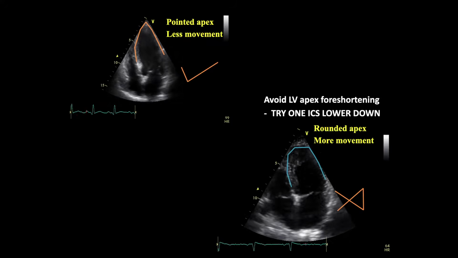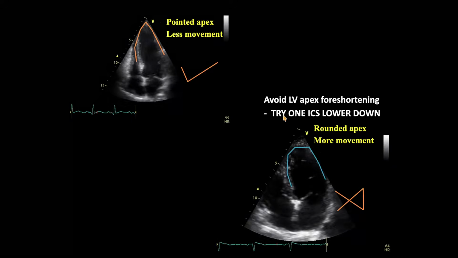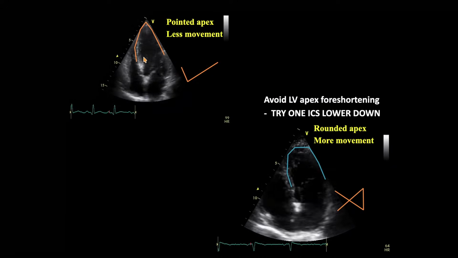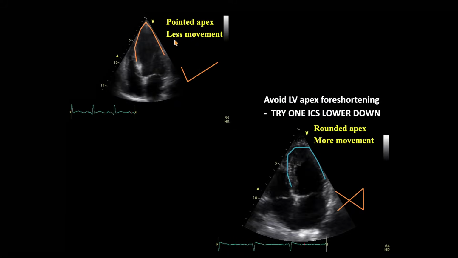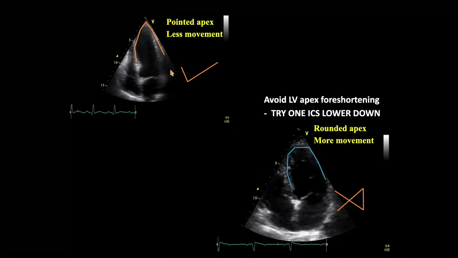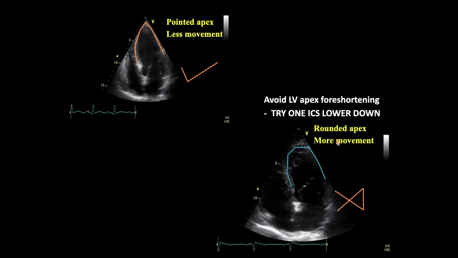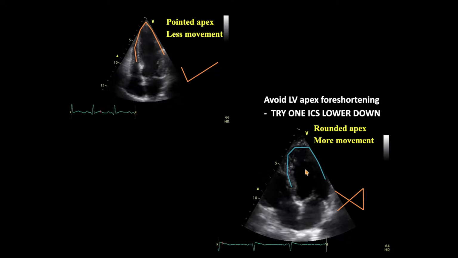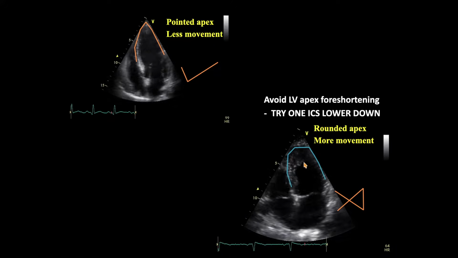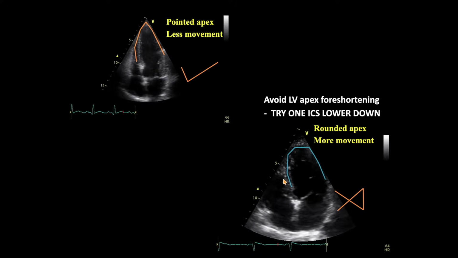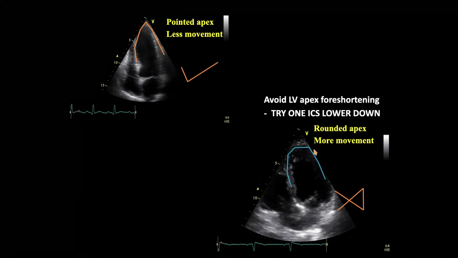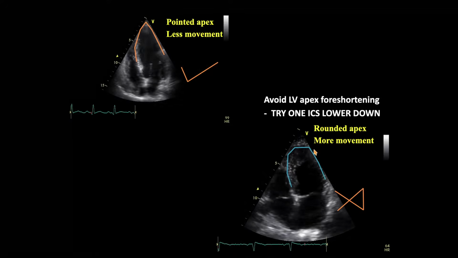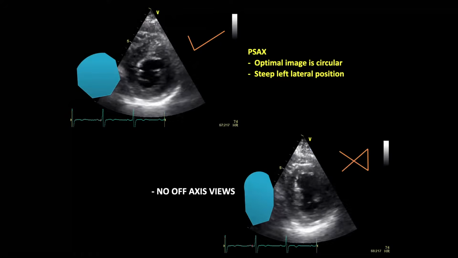Then you have to look at how you acquire the 4-chamber view. When you have an apex which is very pointed, where you have a very long length of the LV, and the apex doesn't move that much, this is the true apex and a good 4-chamber view. When you have a rounded apex and there's a lot of movement at the LV apex, that means it's not a true apex, it's foreshortening. If you get something like this, then your acquisition is wrong. So you have to go one space lower down and try to get the image shown above.